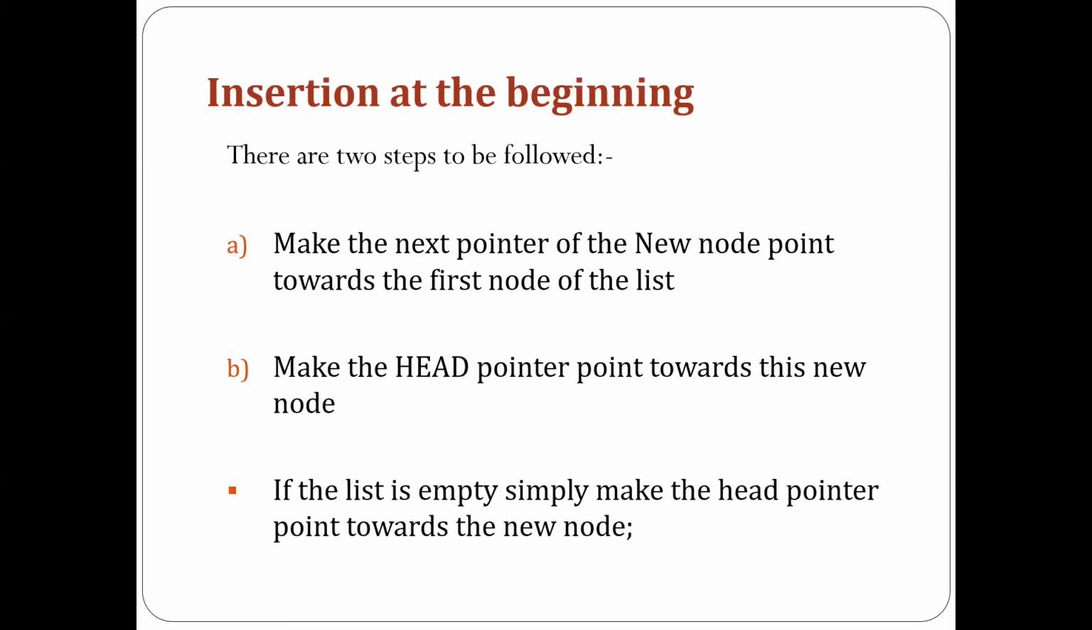So now once again, we'll come back to the insertion. For the insertion at the beginning, these are the steps. So what is the first step? Make the next pointer of the new node point towards the first node of the list, that means the original list. And make the head pointer point towards this new node. And if the list is empty, simply make the head pointer point towards the new node. But we are assuming the linked list is not empty, and we want to add one more node in the first position.